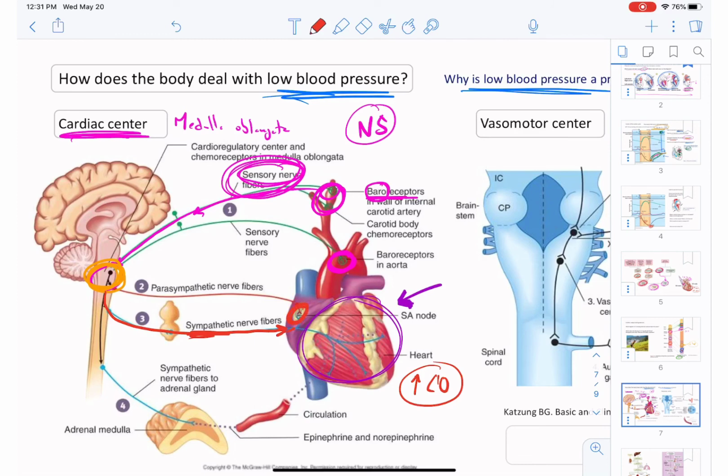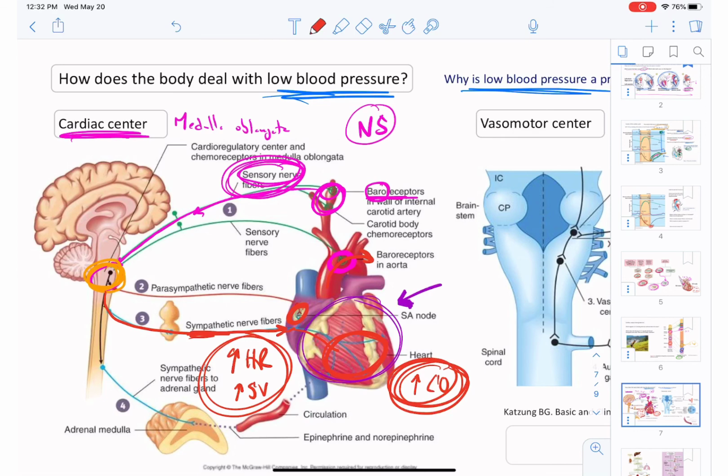It stimulates the SA node. It increases heart rate. What else does it do? It acts on the ventricular myocardium and increases contractility. And when we increase contractility, we increase stroke volume. So by increasing heart rate and by increasing stroke volume, we're increasing cardiac output. We're increasing the amount of blood that's going into the systemic circulation and the pulmonary circulation.